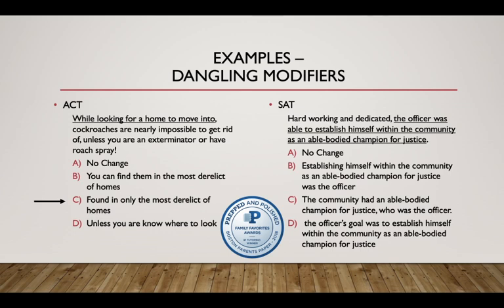Now, in this case, I'm looking at this. The only choice that talks about the officer, careful now, is answer choice A. D does talk about the officer, but more about the officer's goal. Now, is the officer's goal hardworking and dedicated? Not so much. It is the officer, him or herself.